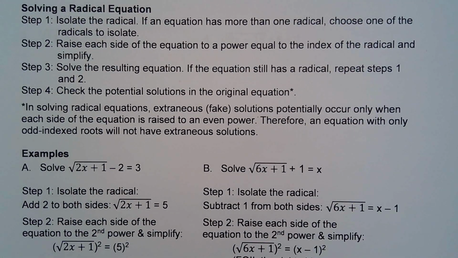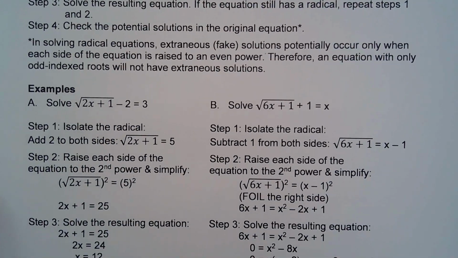Now, in solving radical equations, extraneous solutions, or fake solutions, potentially occur only when each side of the equation is raised to an even power. Therefore, an equation with only odd index should not and will not have extraneous solutions.